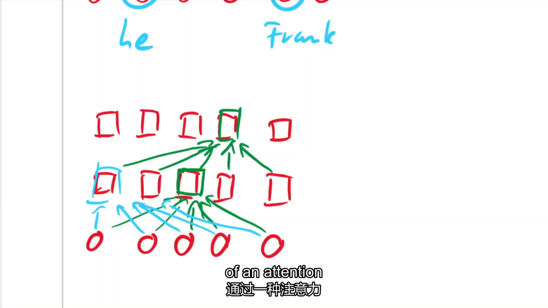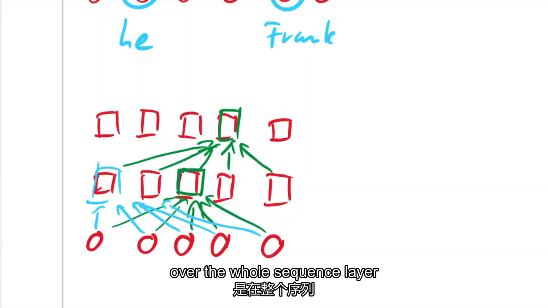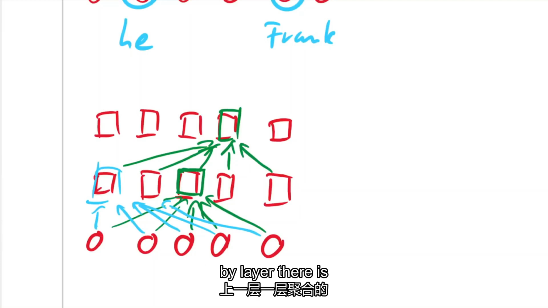And this is by means of an attention mechanism. And if you don't know what an attention mechanism is, watch my video on Attention Is All You Need. I explain how this works there. But suffice to say, the information is aggregated over the whole sequence layer by layer.